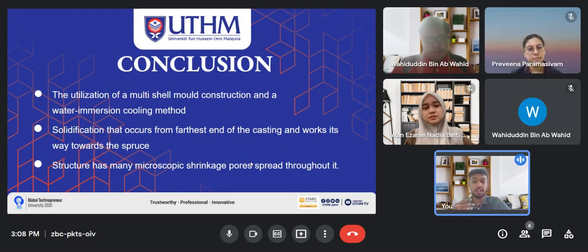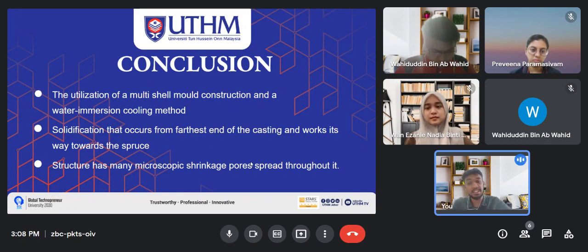For the next conclusion, we can say directional solidification is solidification that occurs from the furthest end of the casting and works its way towards the sprue. Progressive solidification is also known as parallel solidification, as we mentioned earlier, and it starts at the wall of the casting and progresses perpendicularly from the surface. As a result, the structure has many microscopic shrinkage pores spread throughout it, and as the casting cools to room temperature after solidification, it contracts even more.